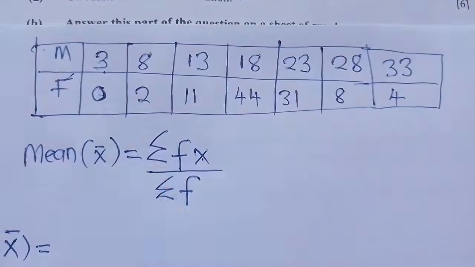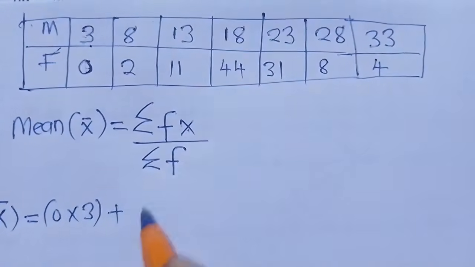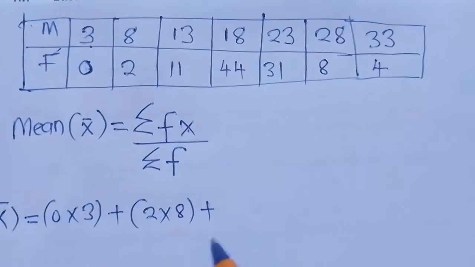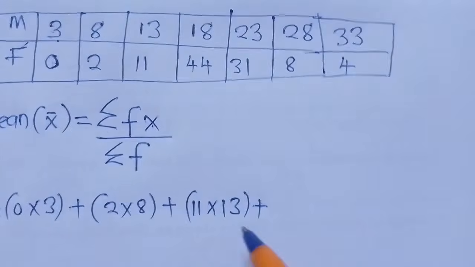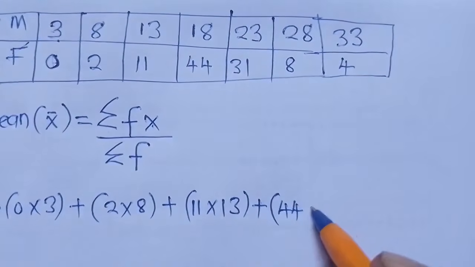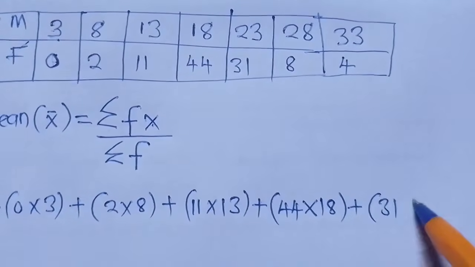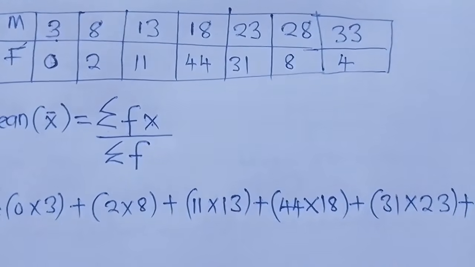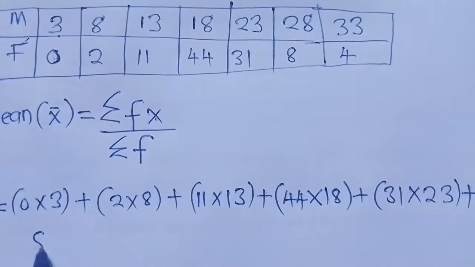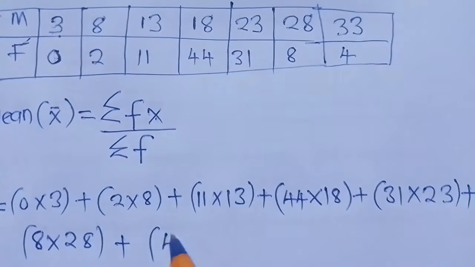So this is what you are going to do. You are going to say 0 times 3 plus 2 times 8 plus 11 times 13 plus 44 times 18 plus 31 times 23 plus 8 times 28 plus 4 times 33. You do this. This is what you need to do.